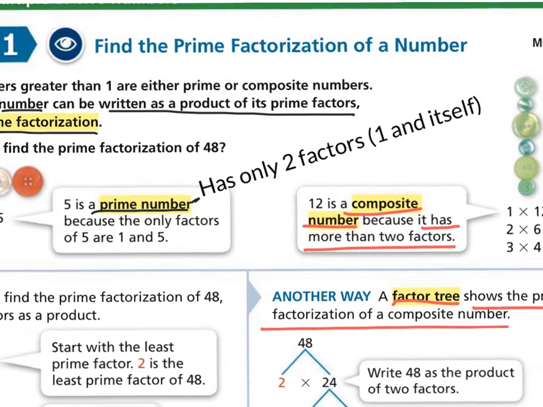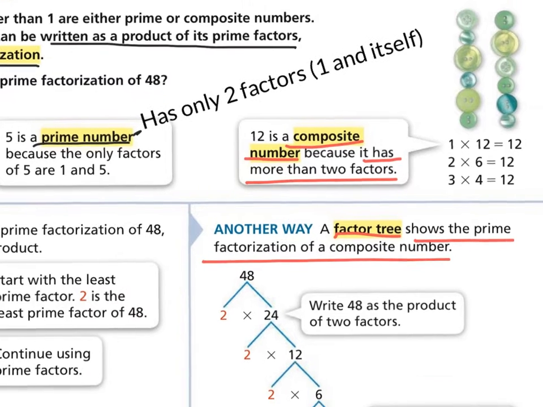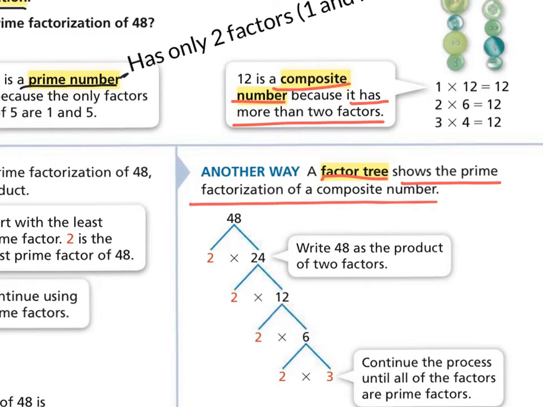A composite number has more than 2 factors. So for example, 12, we can do 1 times 12, but we've got other options. We can do 2 times 6, we can do 3 times 4. As long as there's at least one other option besides 1 times the number, then it's called a composite number. Okay, so composite, another way of thinking about that, we'll talk about in a minute. With a factor tree, if you can break it down further, then it's composite. If you can't break it down any further, then it's prime.